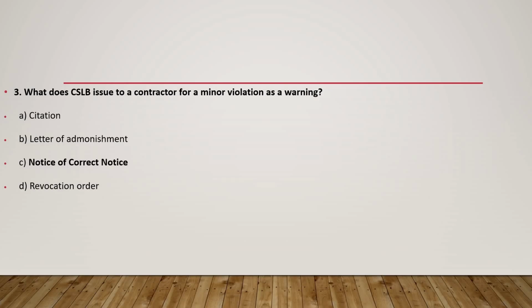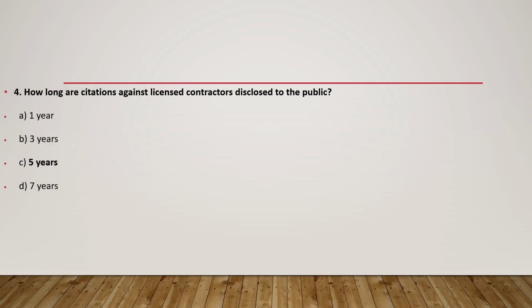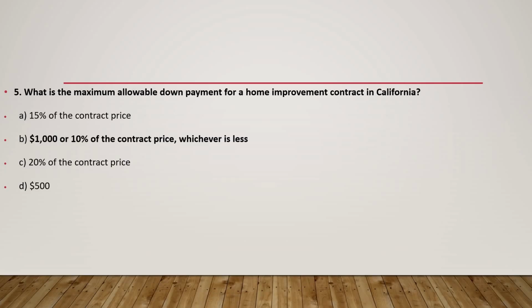3. What does CSLB issue to a contractor for a minor violation as a warning? C. Notice to correct. 4. How long are citations against licensed contractors disclosed to the public? C. 5 years. 5. What is the maximum allowable down payment for a home improvement contract in California? B. $1,000 or 10% of the contract price, whichever is less.